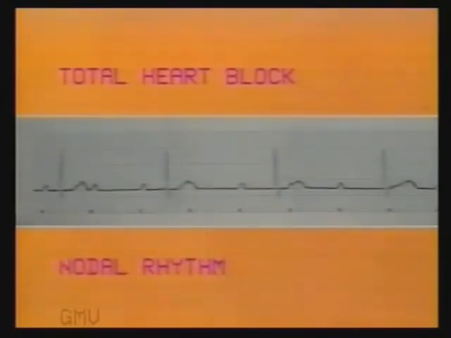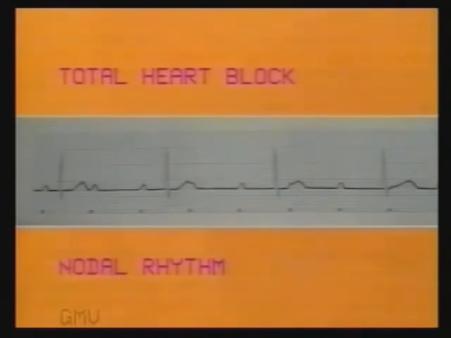In contrast, here is another ECG with third degree heart block. The P waves occurring regularly at a rate of about 100 per minute and QRS complexes occurring at a rate of about 47 per minute. Also the QRS structure is normal. This is a nodal rhythm. AV node beats at rates of 40 to 60 per minute. So this is a third degree AV block with nodal rhythm.